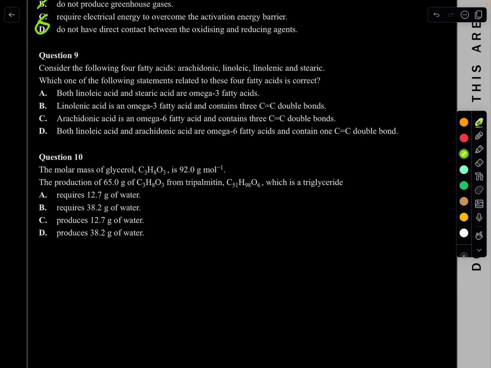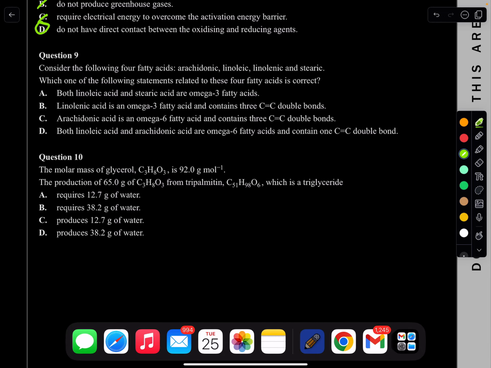Question 9. Consider the following 4 fatty acids: arachidonic, linolenic, or stearic. Which one of the following statements related to these 4 fatty acids is correct? Both linoleic acid and stearic acid are omega-3 fatty acids. Let's check that using our formula sheet.